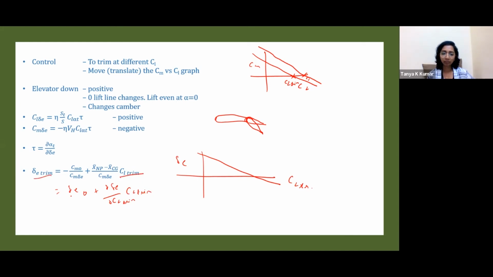Okay. And then we saw the sign conventions. We saw Cm naught is positive, Cm delta E is negative, and there's a negative sign. So delta E naught is positive. Now this term is positive for a stable aircraft. This term is negative. So this entire thing would be negative and you have a negative slope.